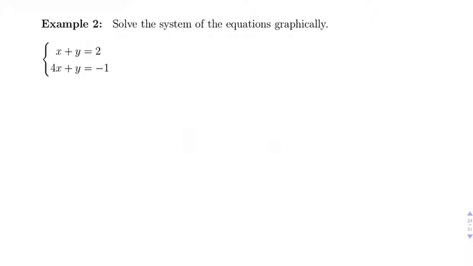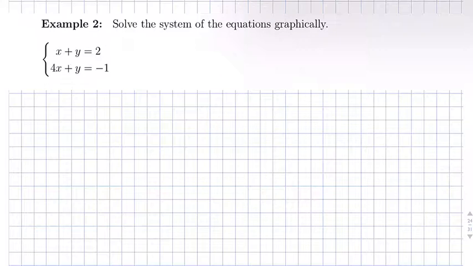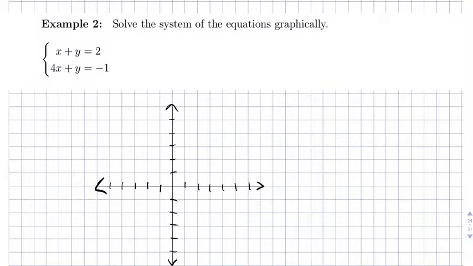So then in example 2, we want to solve this system of equations graphically. If we're going to solve it graphically, just go like this, and like this. So then I go 1, 2, 3, 4, 5, 1, 2, 3, 4, 5, 6, 1, 2, 3, 4, 5. It's a positive x, it's a positive y. So we're just going to graph each of these.